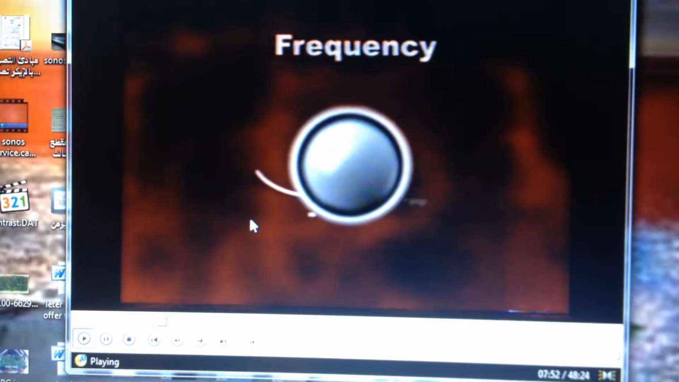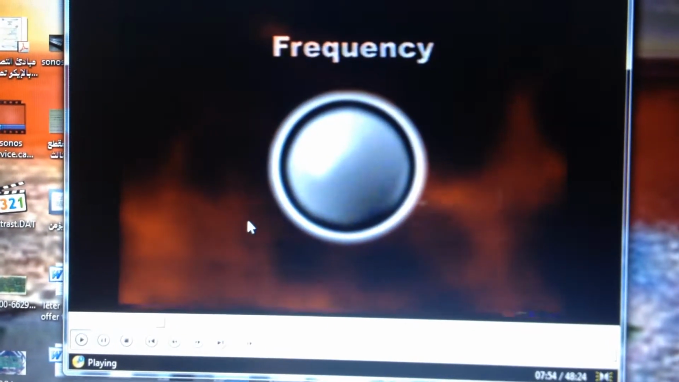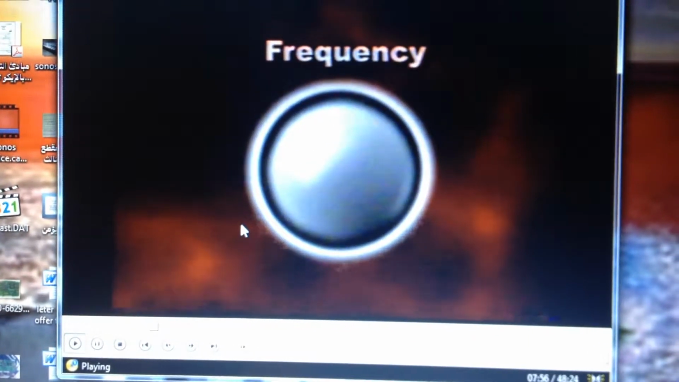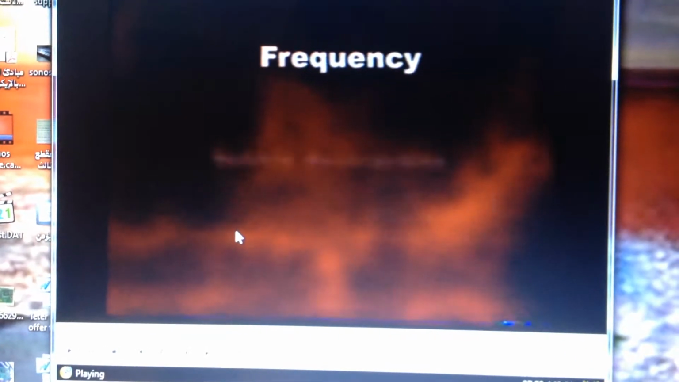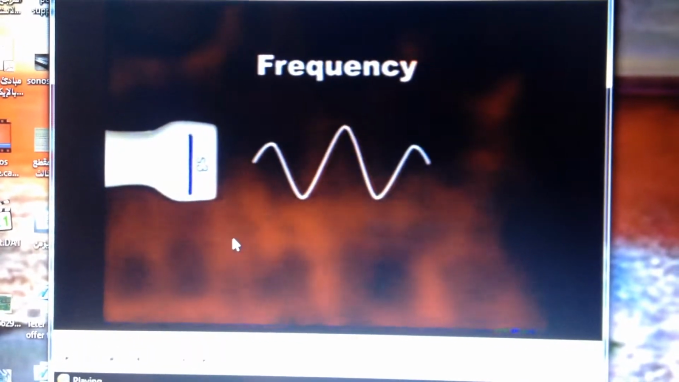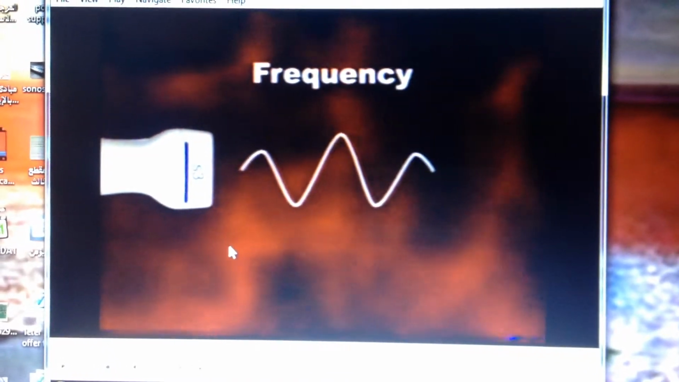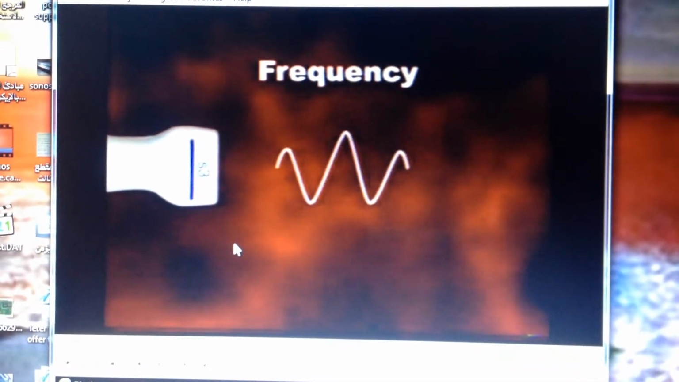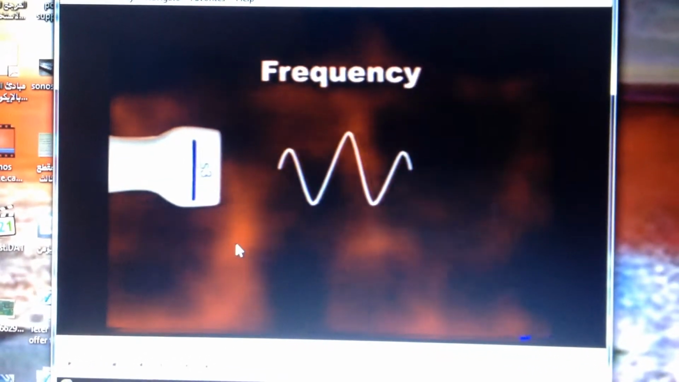Bubbles can't expand indefinitely, however, and at a certain point, they weaken and break. This is called bubble destruction. Ultrasound frequency is one factor used to control bubble destruction. There are other impacts of ultrasound frequency as well.